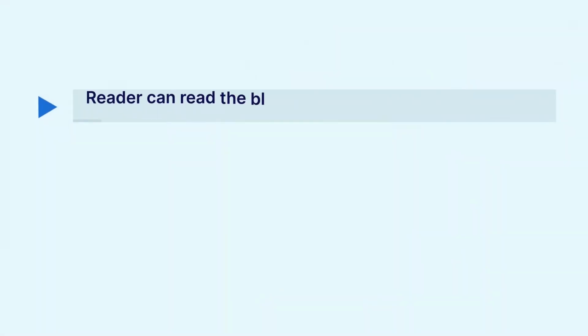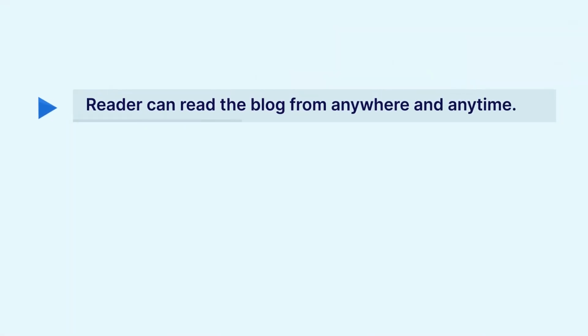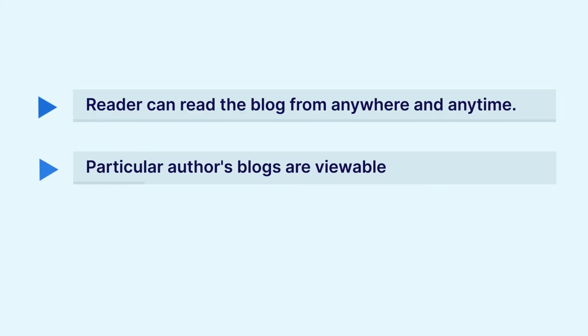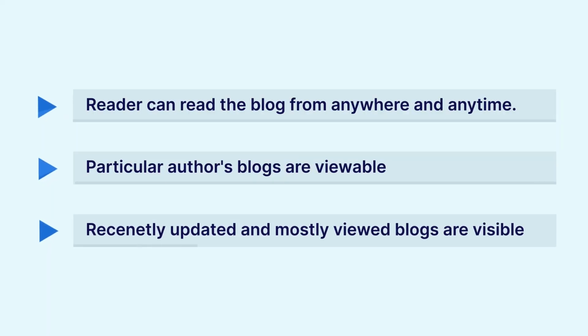Basically, by using this application, the reader can read the blogs from anywhere and anytime, and they can also read the blogs of a particular author if they have shared the blogs with WordPress. They can also see the recently updated and most viewed blogs on the very home page. The blogs can be categorized on the basis of topics as well. So now let's move towards our Android mobile.